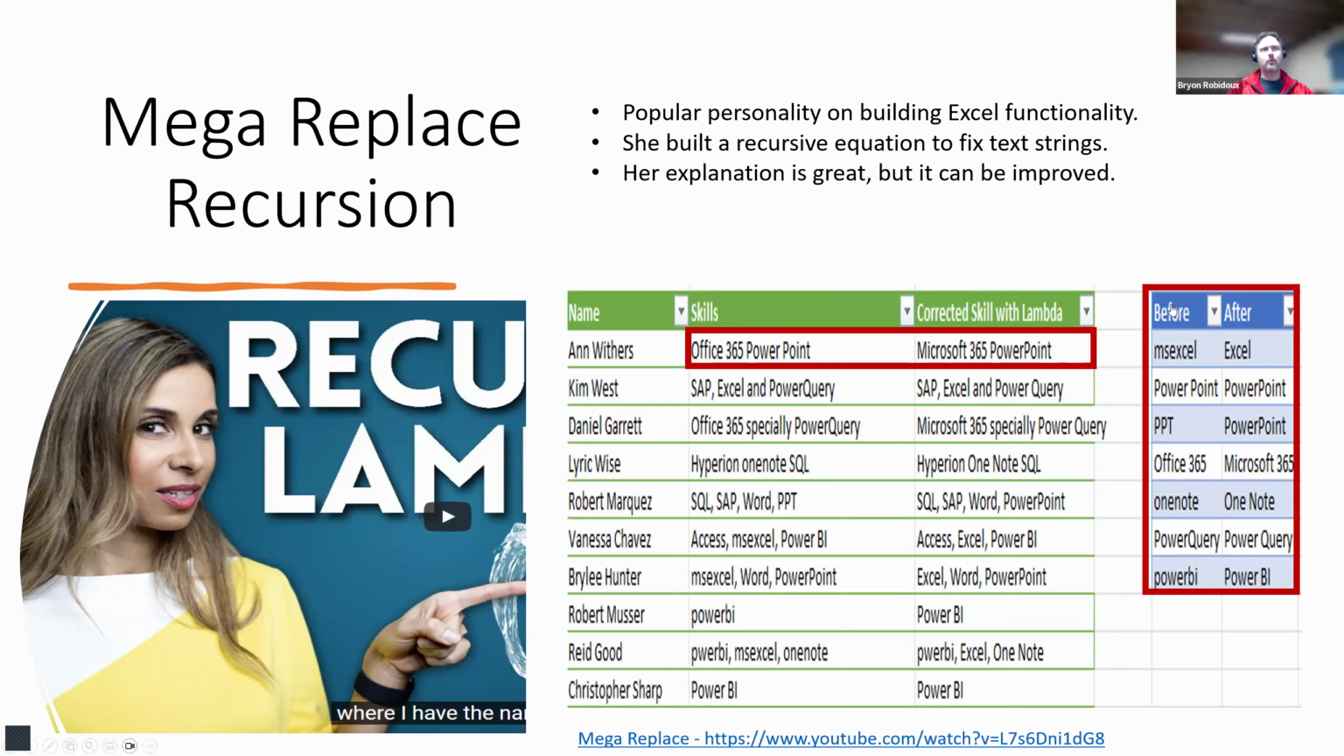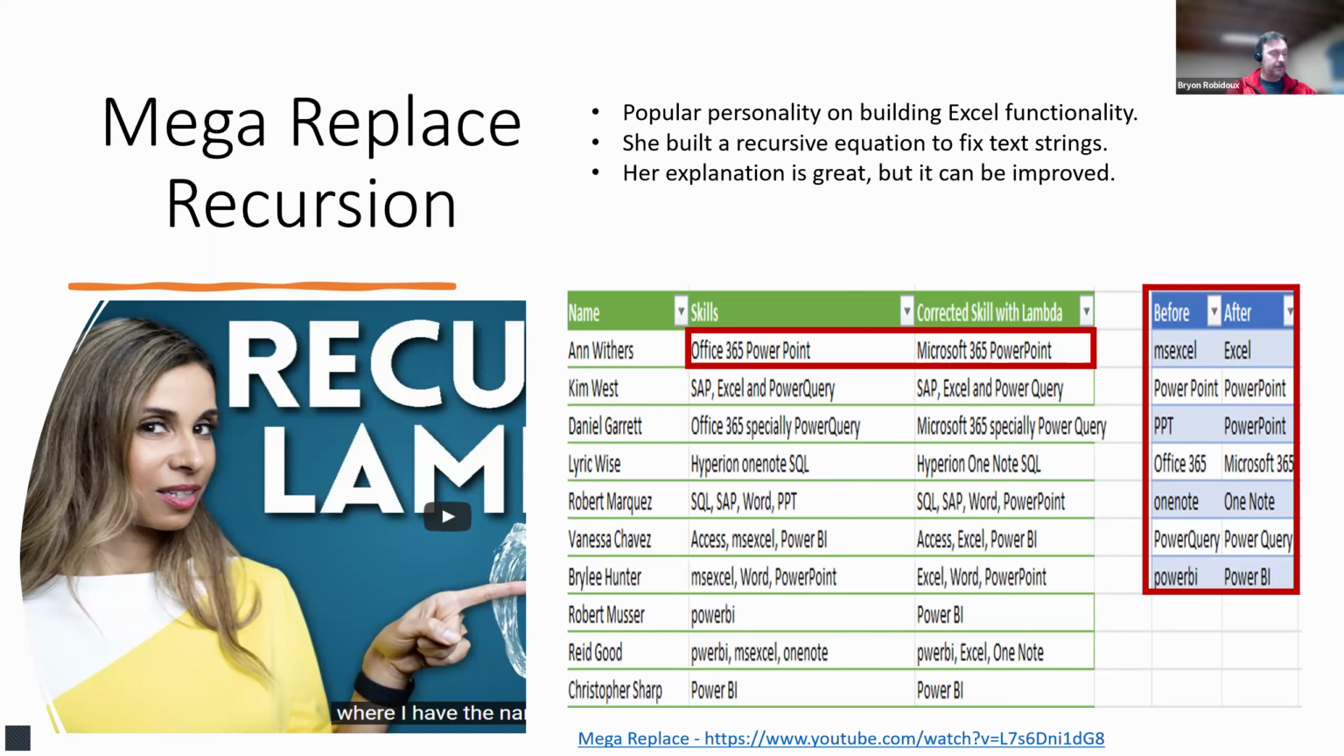Well, she looks at this matrix here on the right where the before is, and she says, okay, if you find anything with the name in the before, I want to change it to what's in the after. So basically, if you find something in the skills that matches something in the before, I want to replace that string with something in the after. And she does this with recursion.